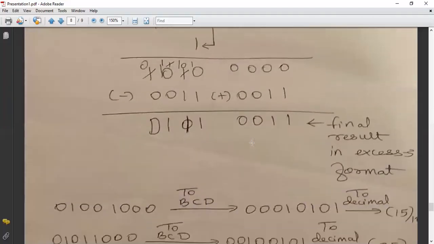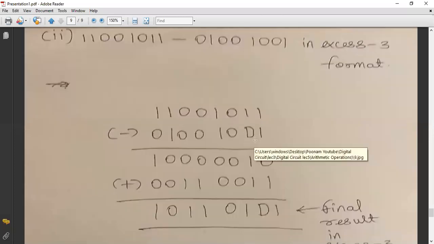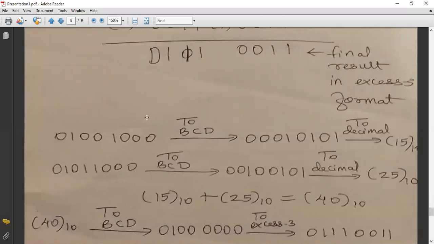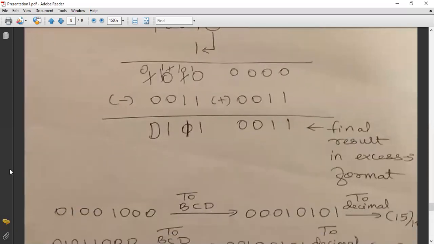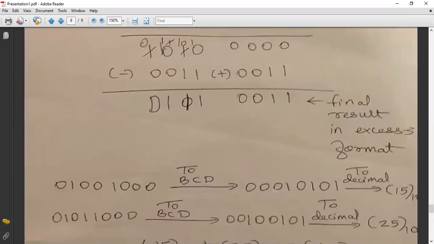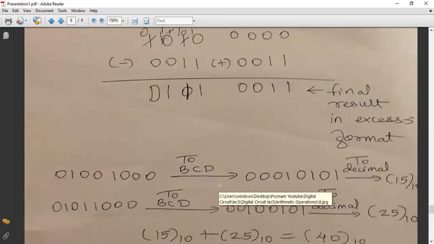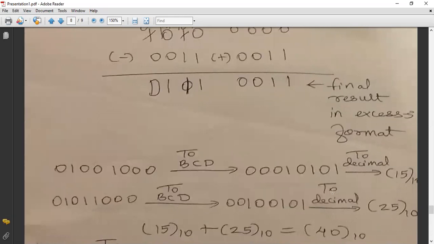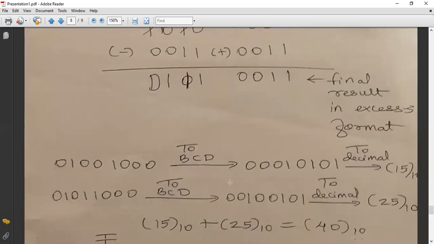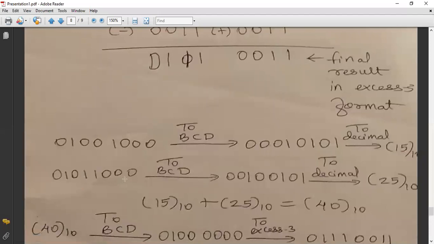Okay, so now we are going to verify our answer. So let us begin. So the first number was 0 1 double 0 1 triple 0. So we are going to convert this number into BCD first. Converting this number into BCD, we will get 000101010. Again converting this number into decimal form, we will get 15 to the base 10. Okay, now the next number is 010111100.